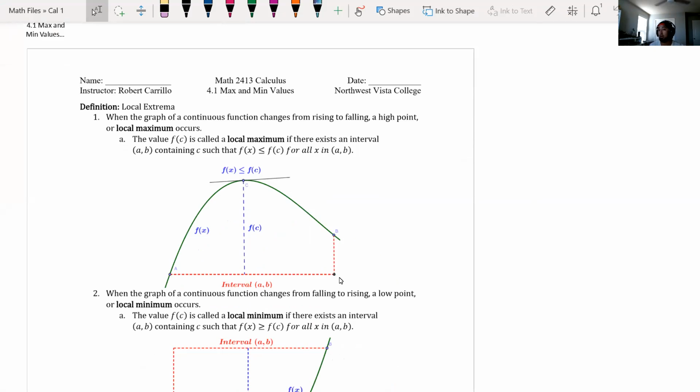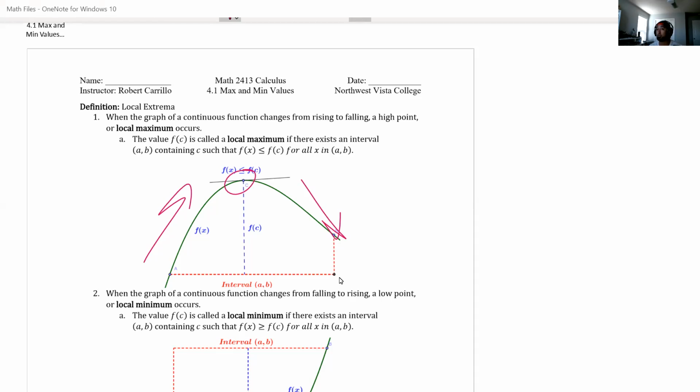So number one is talking about a local maximum. This is what happens when your graph goes from rising to falling. So that is the graph below. So if we have a graph that rises and falls, you create a local high point, which is called a local maximum. And this will happen at some value of C on an interval AB. So to make it easier, this value of C will be called a critical number. And at critical numbers, we can find maximums or minimums.